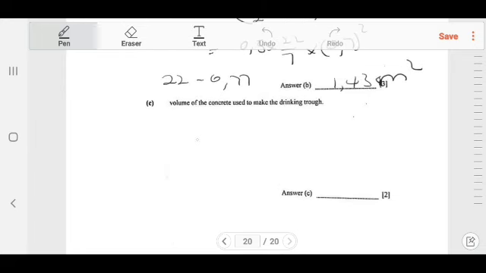This is the volume. So volume equals base area times height. Our base area is 1.43 times our height, which is 3 meters. So if I multiply these, I'm going to get 4.29 cubic meters.